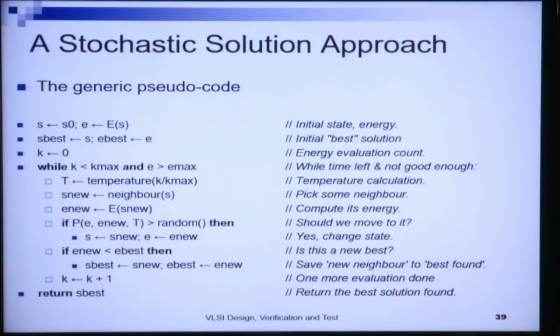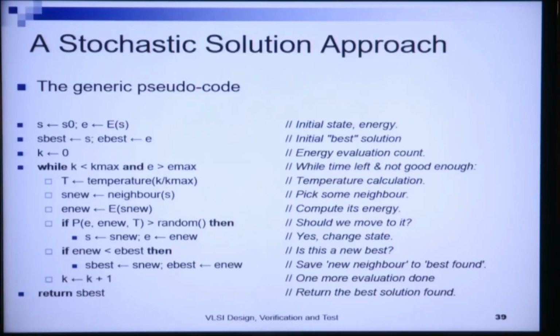So k by k max will initially be a very low value. k will start with 0, and slowly it will go higher and higher as k increases, and ultimately be 1 if I exhaust all my iterations. If I go over all my iterations, finally k by k max will be equal to 1. So when k by k max is 0, the temperature is highest. So initially I do a temperature calculation, and the temperature is initially very high.